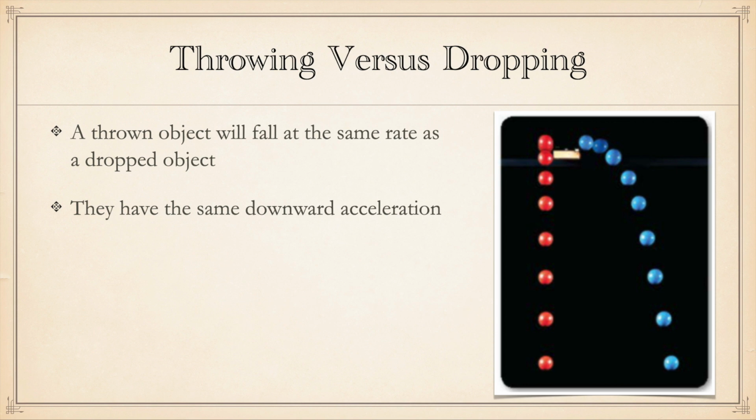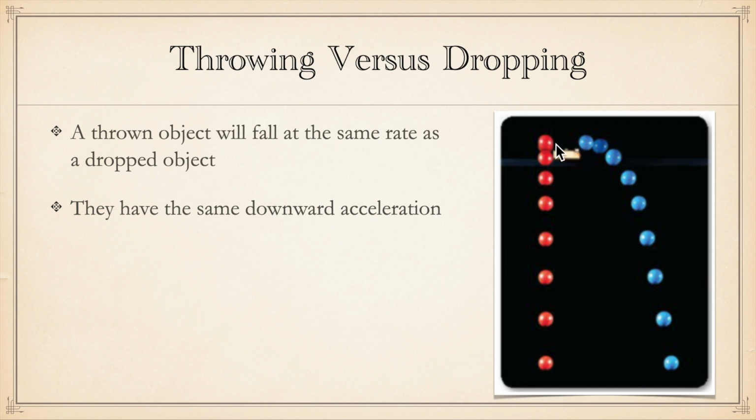So throwing versus dropping. A thrown object will fall at the same rate as a dropped object. They have the same downward acceleration. That acceleration is due to gravity. So gravity is pulling down equally on both objects. The red ball and the blue ball in this picture are both being pulled down by gravity. The only difference is the red ball drops straight down because it doesn't have any horizontal velocity when it falls.